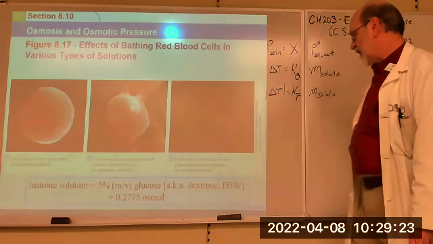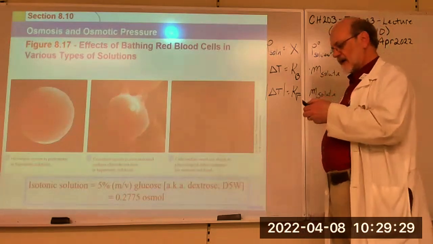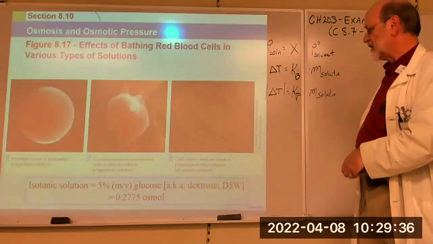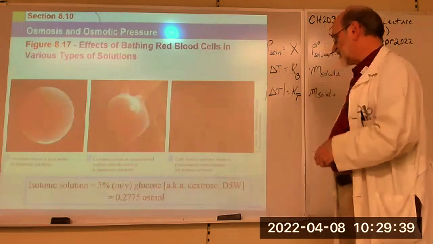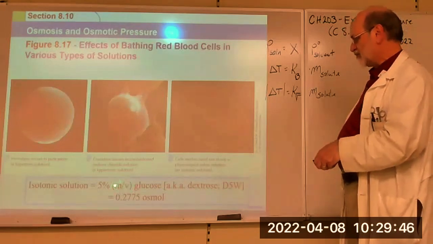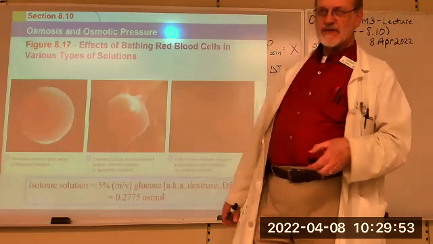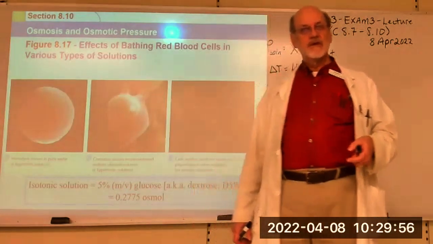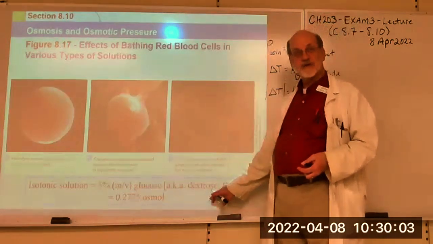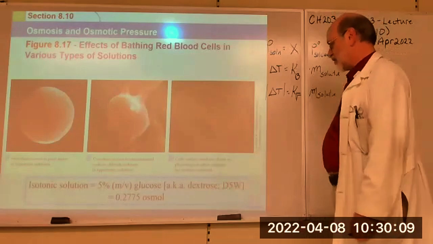Okay. If you know anybody that's an EMT, they may reference D5W. D5W is an isotonic solution, and it just means dextrose at 5% mass volume glucose. You can give that to a patient if you're trying to replace fluids, unless your patient is diabetic. If you give that to a diabetic patient, they're going to be in a coma by the time you get to the hospital. So you need to know certain things about your patient.